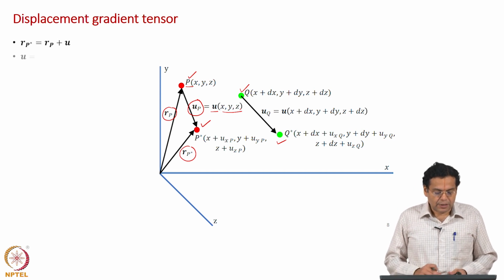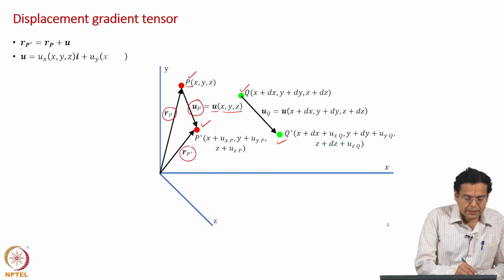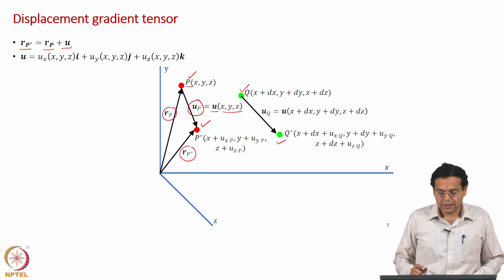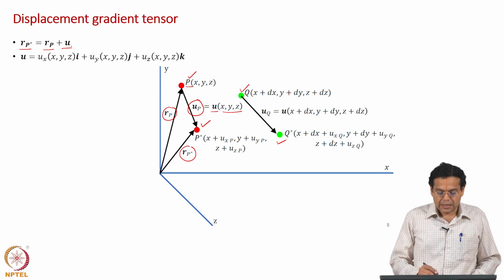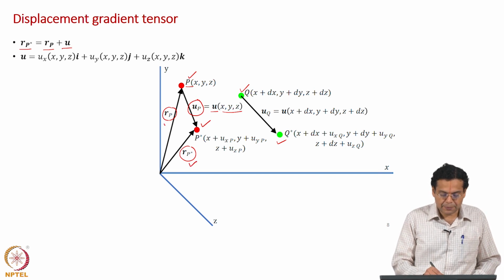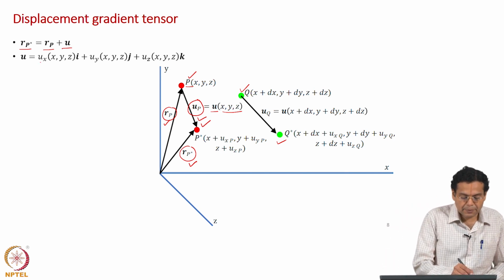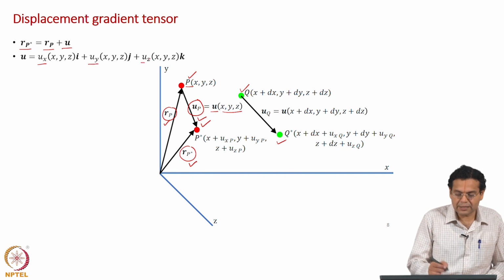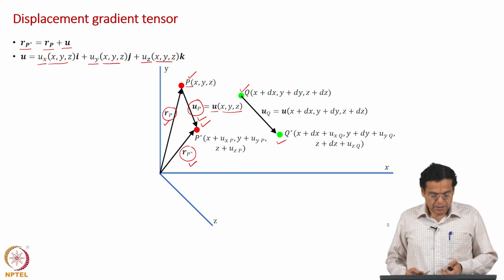Now, if you vectorially represent, the vector R P star is equal to R P plus U. Simple vector addition will give you R P star is equal to R P plus U P or U. Of course, U is a displacement field which has 3 components, U x, U y, U z, which we have already discussed, and all 3 can be functions of x, y, and z.